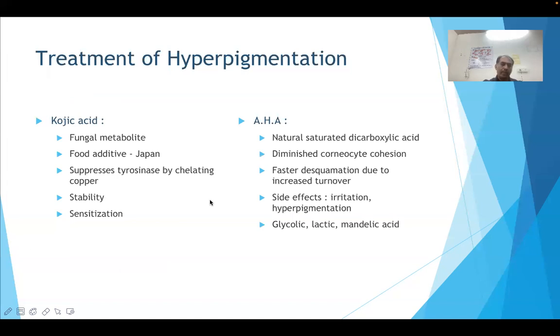Kojic acid is a fungal metabolite. It suppresses tyrosinase by chelating copper, which is an active ingredient in melanin synthesis. The stability is an issue. Sensitization and irritation are some of the side effects that can be encountered in a few patients using kojic acid preparations. Alpha hydroxy acids are naturally occurring saturated carboxylic acids. They lead to diminished corneocyte adhesion and thereby desquamation and an increase in keratinocyte turnover.